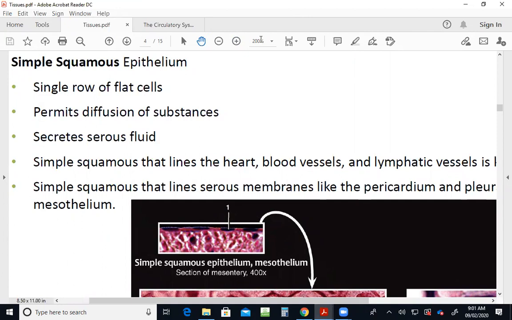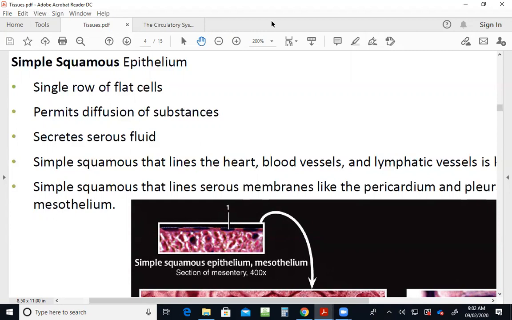Our first tissue to discuss is simple squamous. Okay, so we learned these terms the other day. Simple means what? Anybody? One layer. Okay, so there's a single layer of cells, and squamous tells you the shape, which is flat, squashed, if you want to think of them that way.